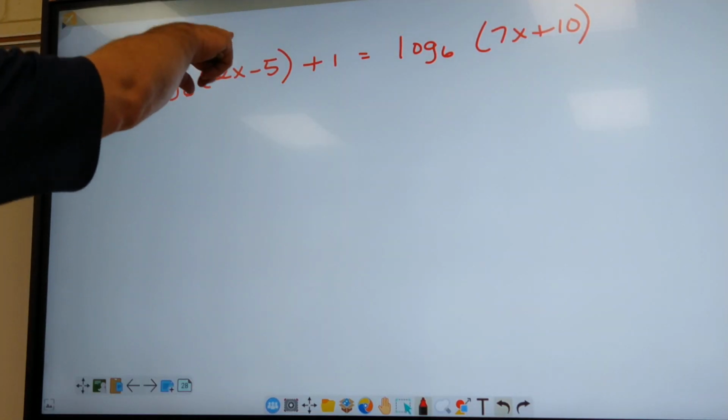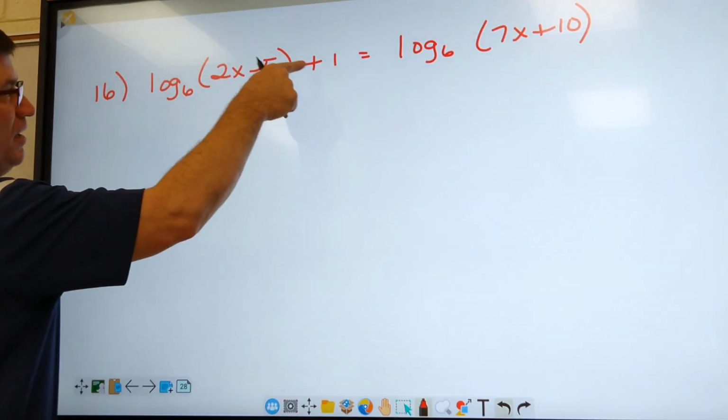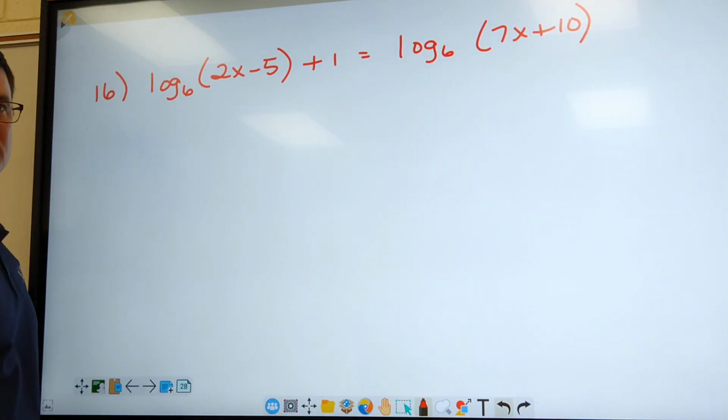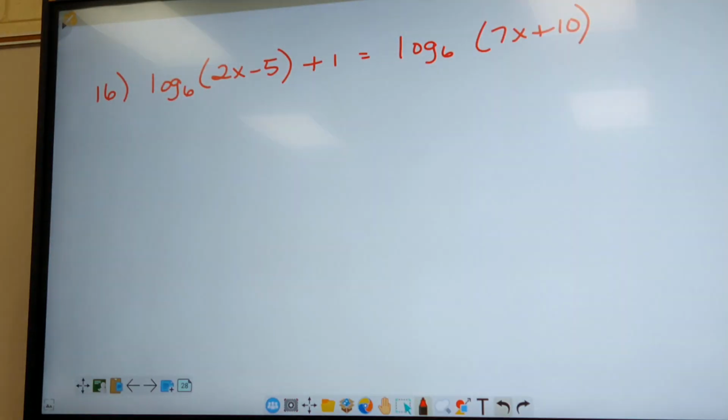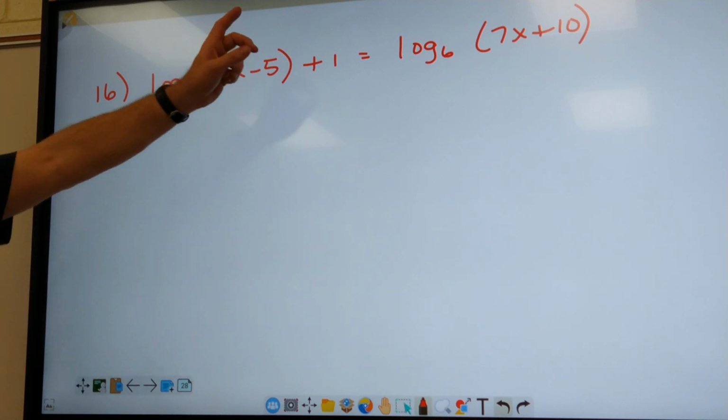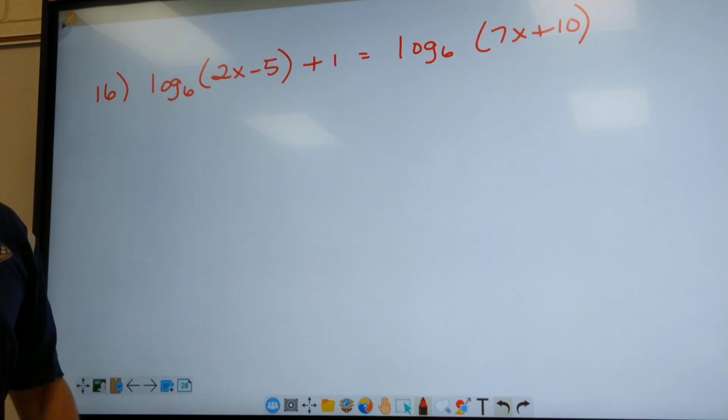We actually have something right here. The plus 1 does not have its own log base 6. Every other problem, everything has had the same log, right? This one does not. Does that matter? Yeah, it does matter. Big problem.